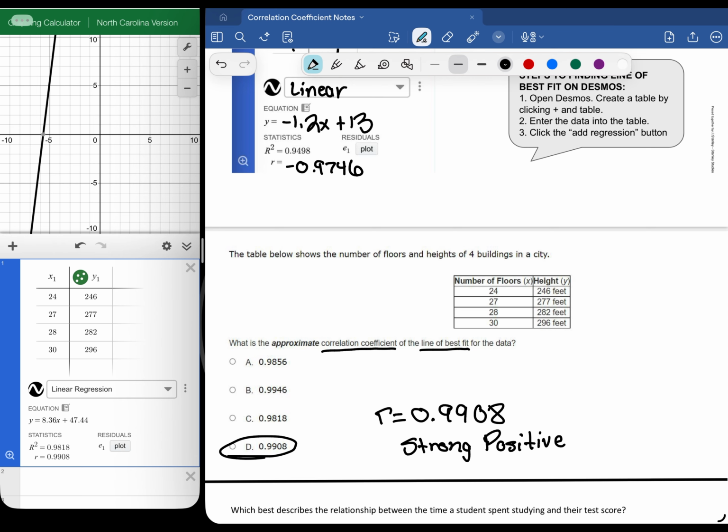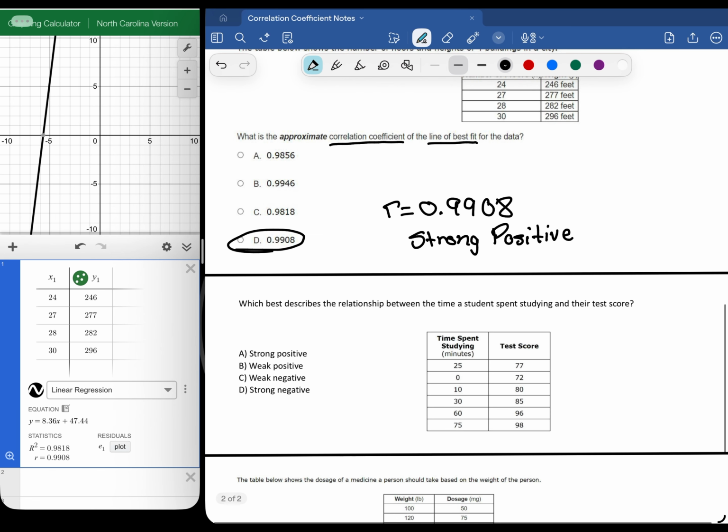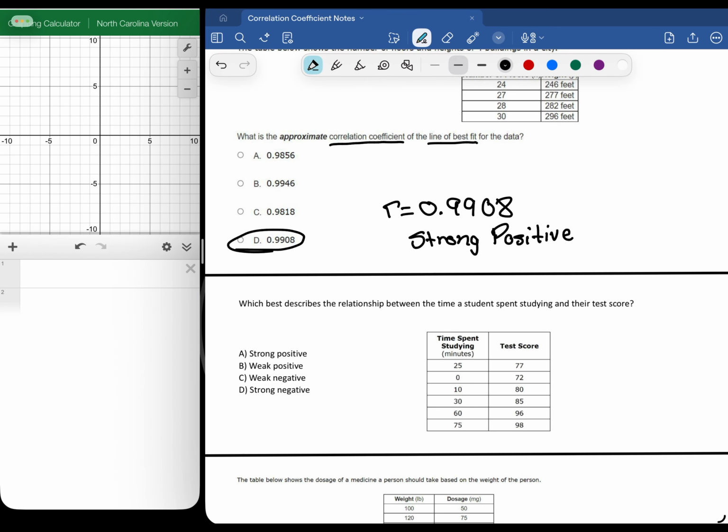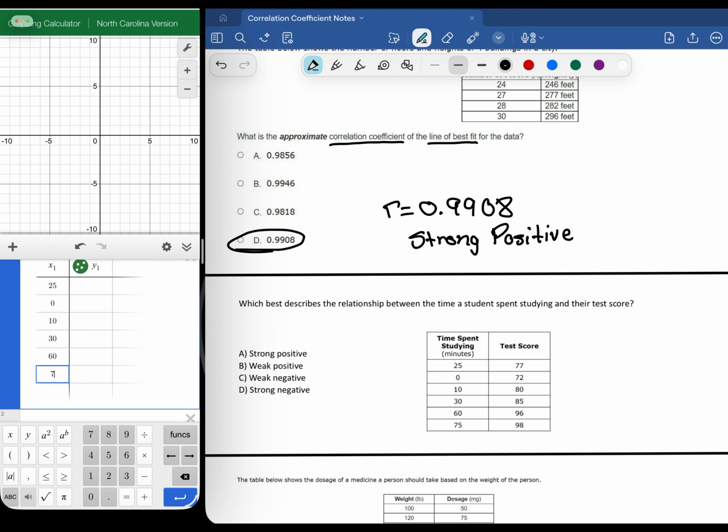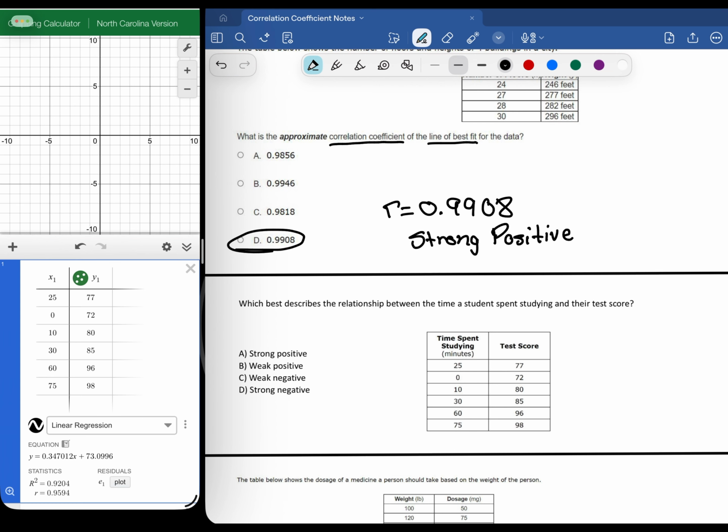Okay, so now let's move to example 3. It says, which best describes the relationship between time a student spends studying and their test score? So we're going to start fresh on our Desmos, clear everything out, hit plus sign, bring up a table. We're going to enter our table of values. So we have 25, 0, 10, 30, 60, and 75. Then we have 77, 72, 80, 85, 96, and 98.